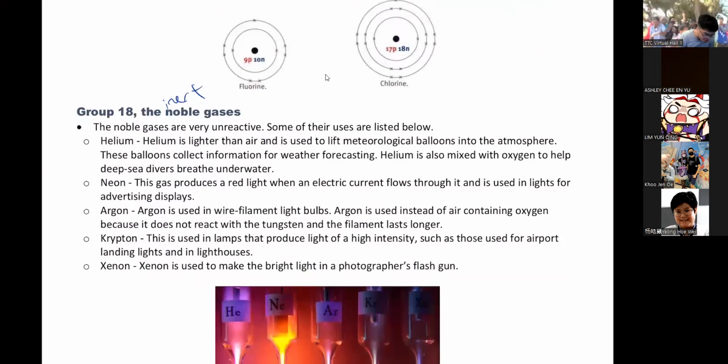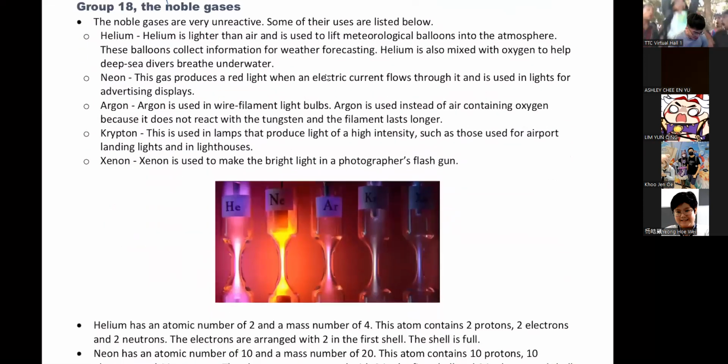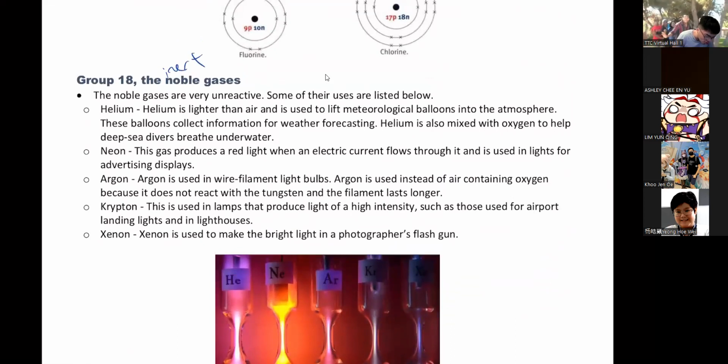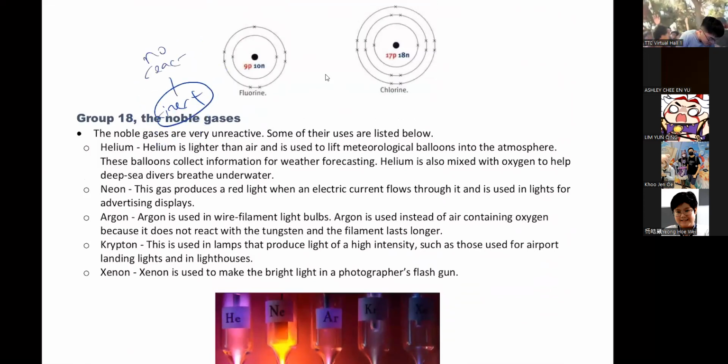Okay, next, let's look at group 18. This is the easiest group to learn. 这个是最容易学的 group. Why? Because for this group, there's nothing to learn. This group is what we call noble gases, or we call them inert gases. What does inert mean? Inert means no reaction.